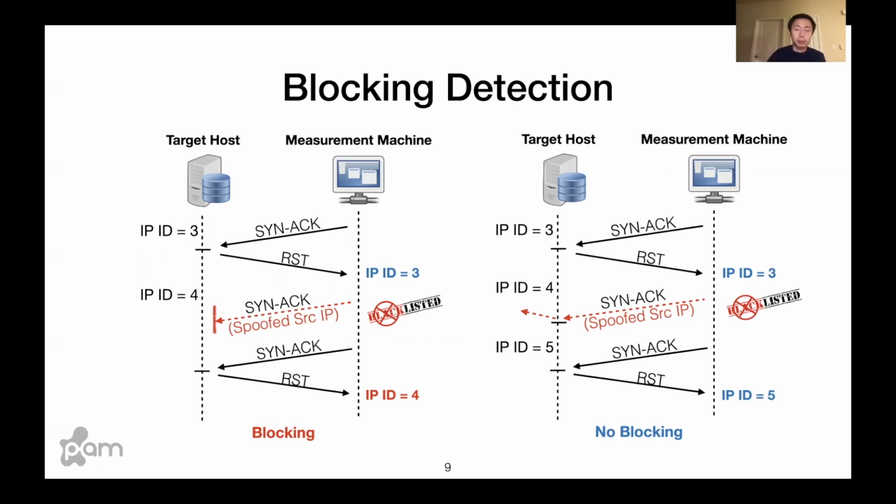So now there's a gap. The difference between these two scenarios helps us distinguish whether the target host is blocking the IP on the blocklist or not. And this is how the technique works at a high level. Of course, to make it work in the real world, we need to take into consideration all kinds of noise. I will not go into the implementation details, and you can find that in our paper.